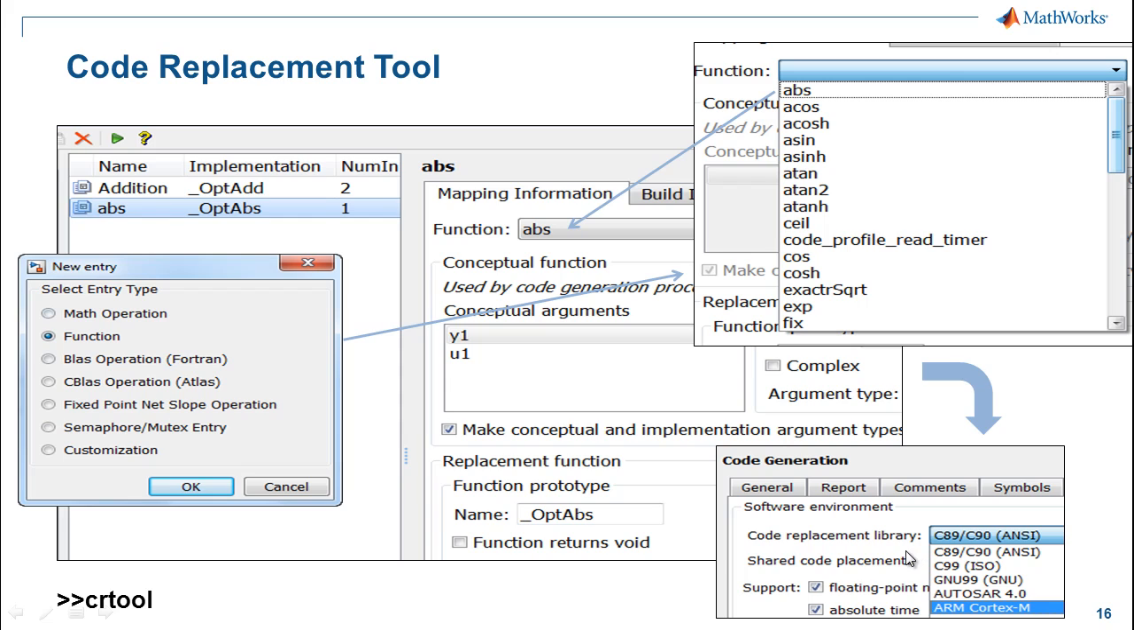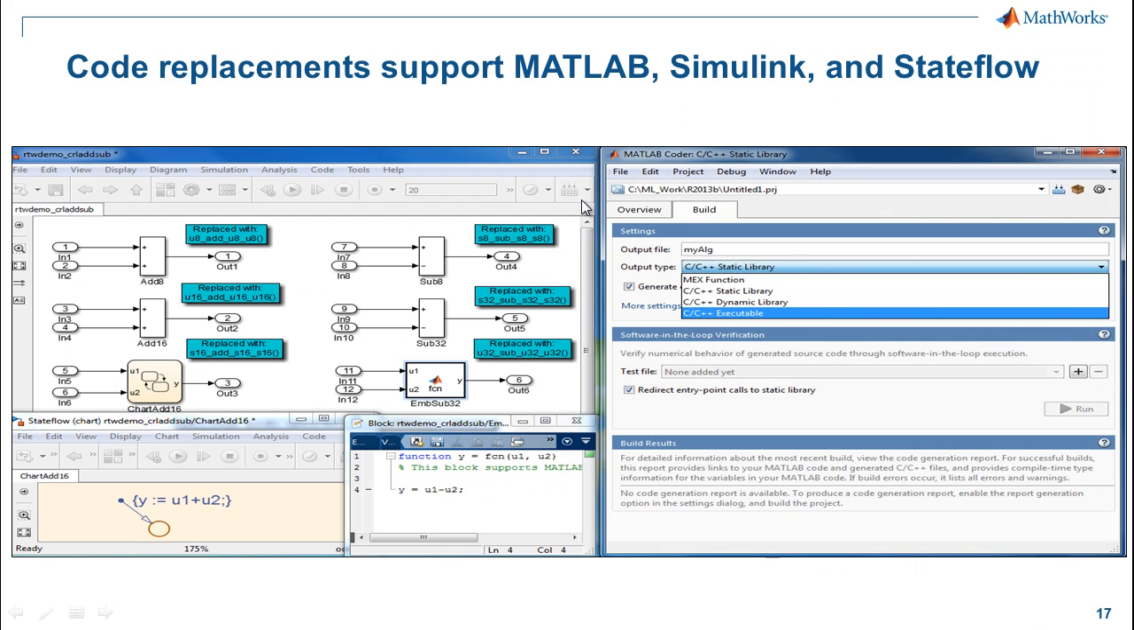Now we've done these in terms of ANSI, ISO, and GNU, and some AutoSAR capabilities, and we've had these for several releases, but recently we added it for the ARM Cortex-M, and this will be the topic I'll discuss in more detail shortly. So again, if you have a model with a number of blocks, you can replace all of these simply by picking your code replacement choice, such as the ARM, as I showed you in the previous slide. It would also replace the operations that may exist in Stateflow or the MATLAB function block.